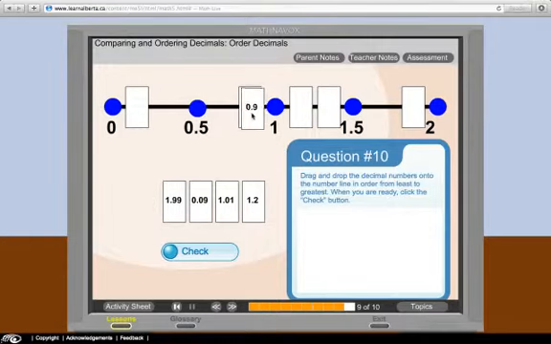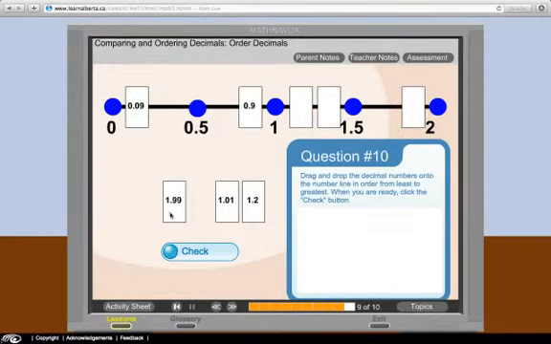0.9 really means 0.90. 0.90 is closer to 1. It's above or greater than 0.50. 0.09 is really close to 0. I've got a couple numbers that are between 1 and 1.5, and one more between 1 and 2. Okay, which number is greater? Let's look for this one. Which one is greater than 1.5?